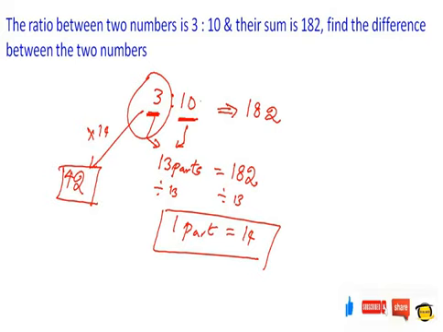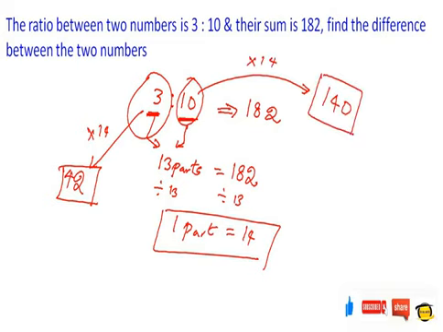And what is going to be the value of the second number? 10 parts of the number is going to be 10 times 14, which is going to be 140. Right? Now what is the question? Find the difference between the two terms. So 42 and 140 will have a difference of 98. That's it.